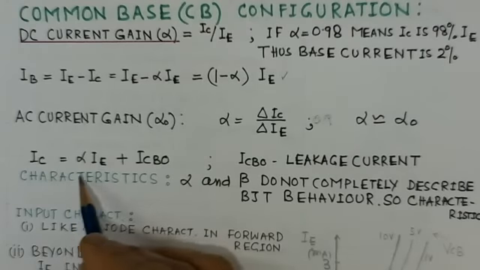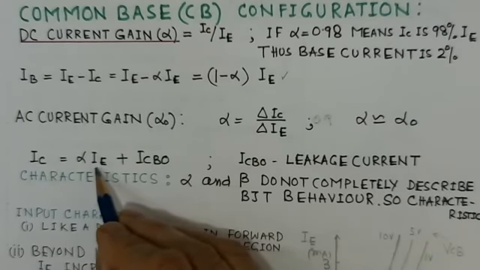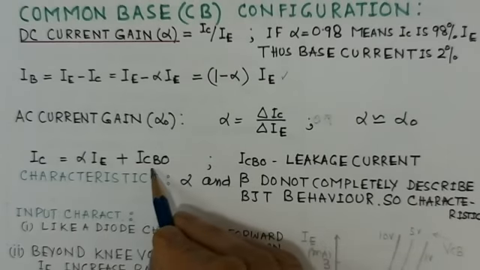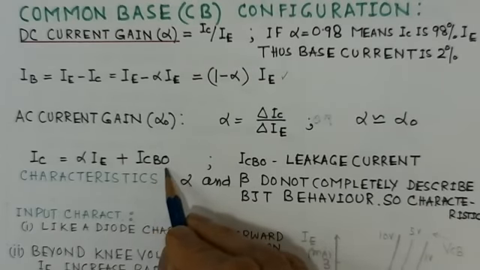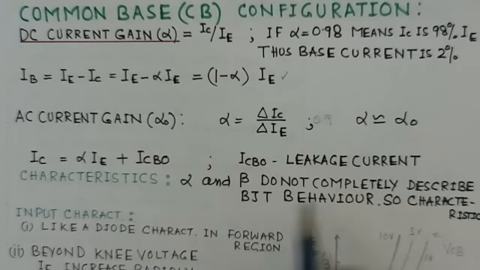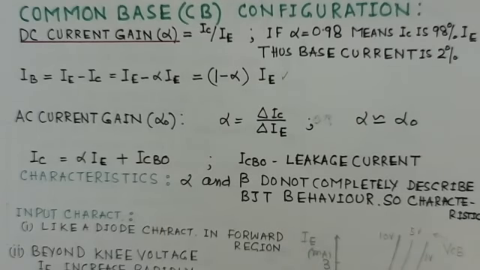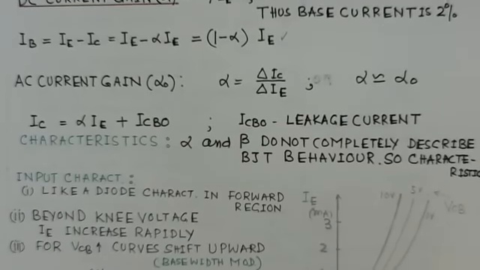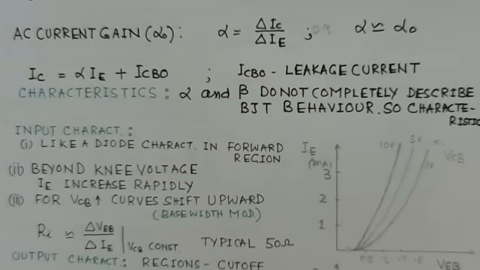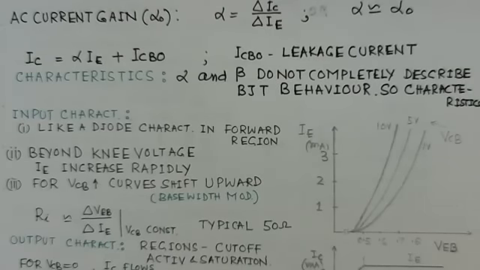Now the collector current is given by alpha IE plus ICBO. ICBO is the leakage current due to the reverse biased junction. This is the leakage current from collector to base when the emitter is open. Here alpha and beta do not completely specify the characteristics of a BJT. So really you need some more details about the BJT, and that is only possible through their characteristics.